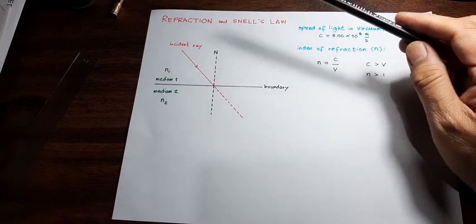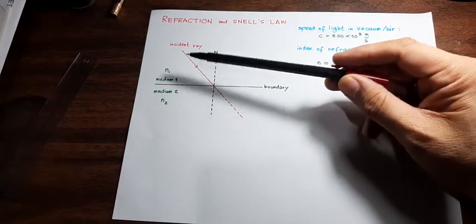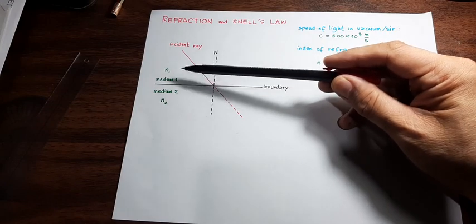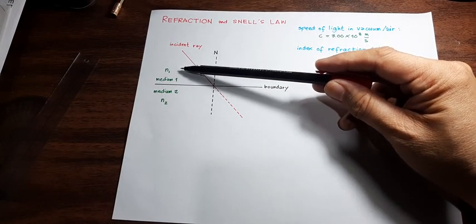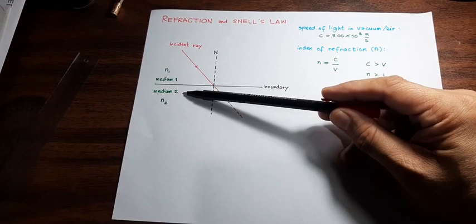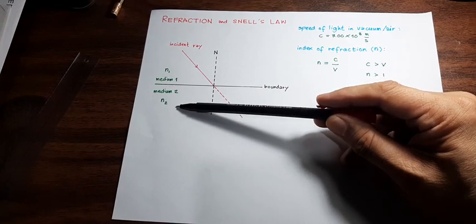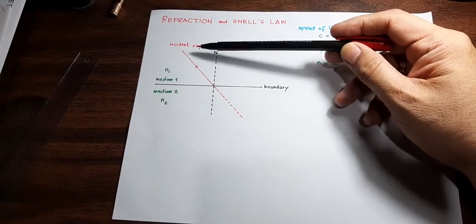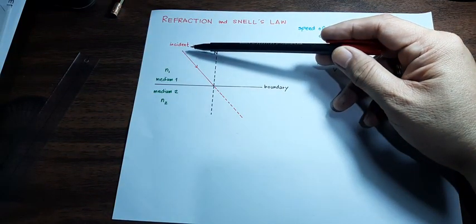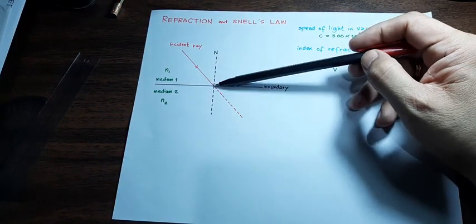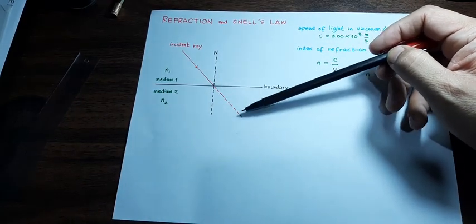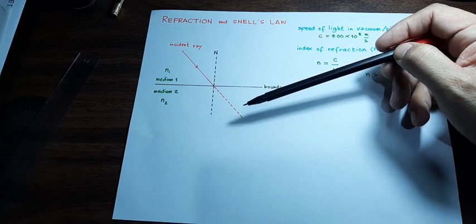So we have here two different media. We're going to call it medium 1, and the index of refraction is N1. And medium 2, the index of refraction is N2. Now we have a light ray. Suppose we have a light ray traveling in medium 1 and it enters medium 2 at this point. And this right here is the original path of this incident ray.